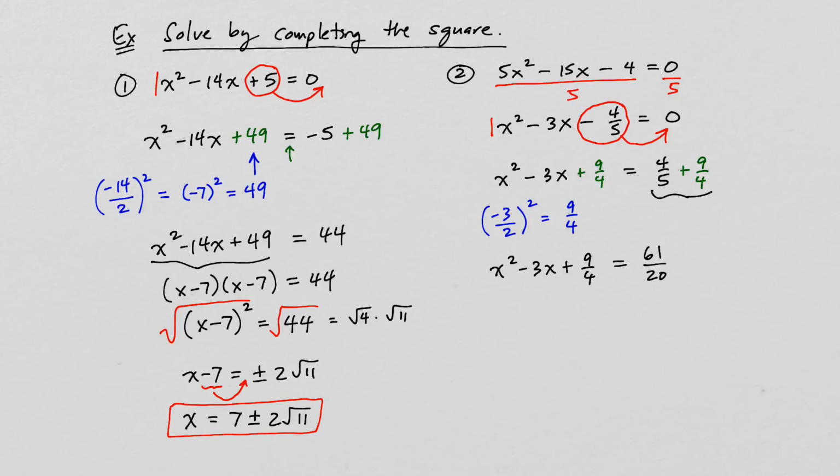Now the next step is we can factor this. X times x is x squared. And then if you're wondering what numbers go here, it's just the square root of that number. So that is 3 over 2, and in this case, both negative. So that's x minus 3 over 2 quantity squared equals 61 over 20.